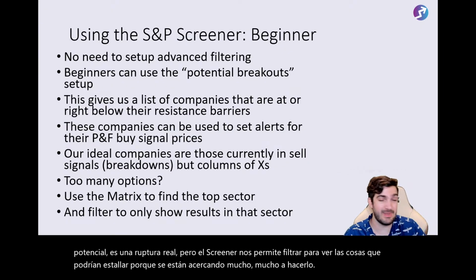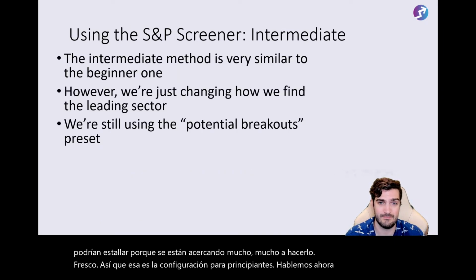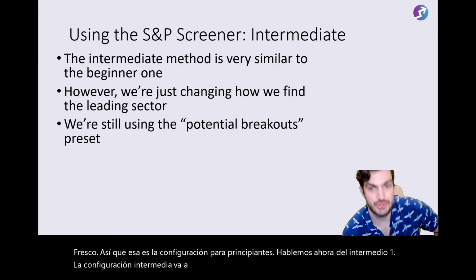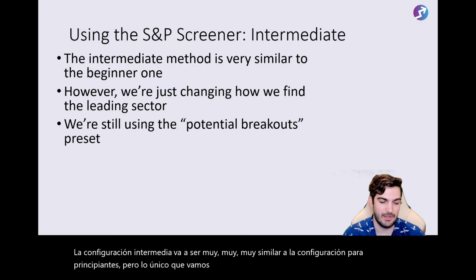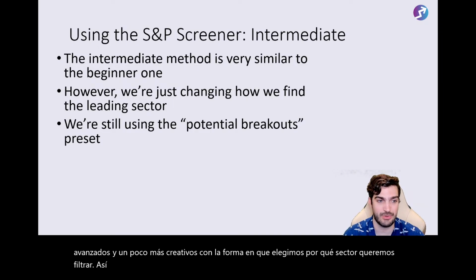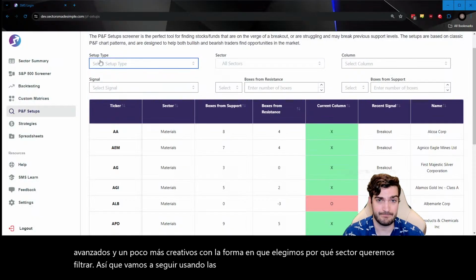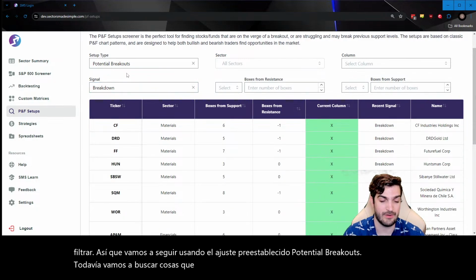Cool. So that is the beginner setup. Let's now talk about the intermediate one. The intermediate setup is going to be very, very similar to the beginner setup. But the only thing we're going to change now is we're going to get a little bit more advanced and a little bit more creative with how we choose what sector we want to filter by. So we're still going to use the potential breakouts preset. We're still going to look for things that are on breakdowns. So we are finding new buy signals, not confirmations.